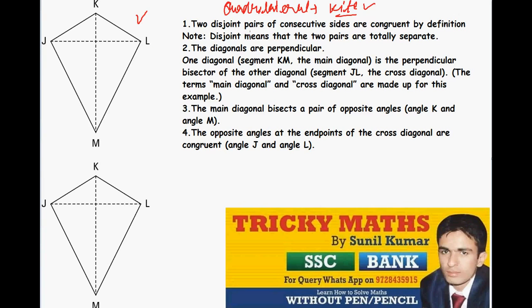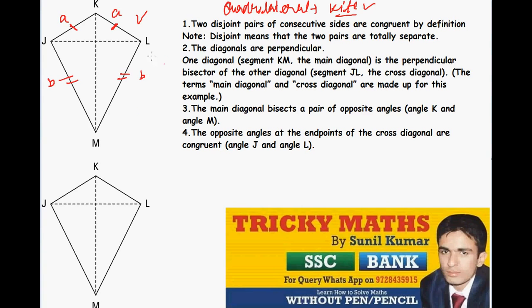Now I will discuss its properties one by one. Two disjoint pairs of consecutive sides are congruent. This means this side is equal to this. This is A, this is A. Consecutive sides are equal. Disjoint means this and these are separate, and this is equal to this. This is B, this is B. This is the first property.